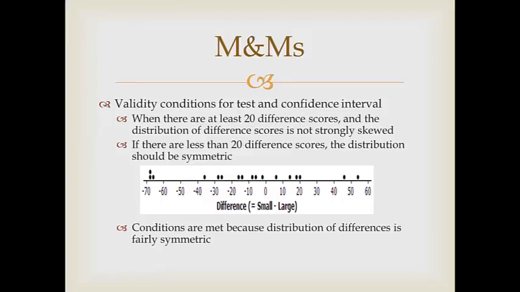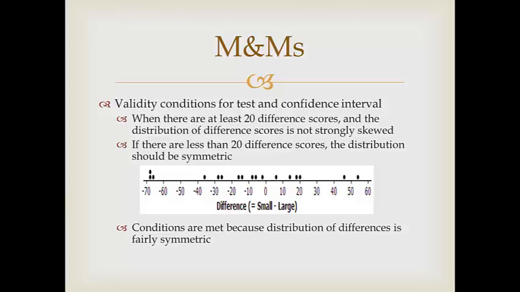In the M&M's data set, there are 17 different students who take M&M's from both a large bowl and a small bowl. Because the students took M&M's from both bowls, the design is paired, and the validity conditions are different for paired data than they are for independent data.